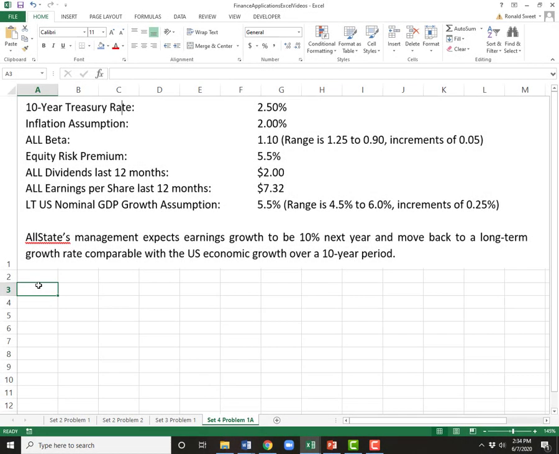We are now going to apply time value of money to value the stock of a company. And in this example, we're going to value Allstate. Allstate is an insurance company, does property and casualty insurance, does life insurance. They also have some investment functions as well. I'm not sure exactly what they do, but they're primarily known as an auto insurer and a homeowners insurer as their main lines of business.